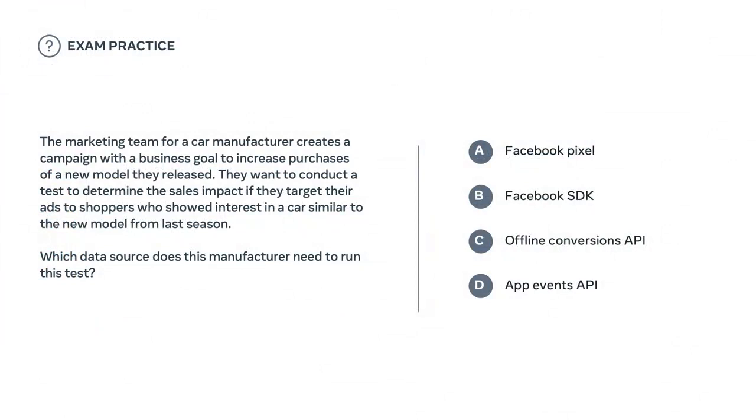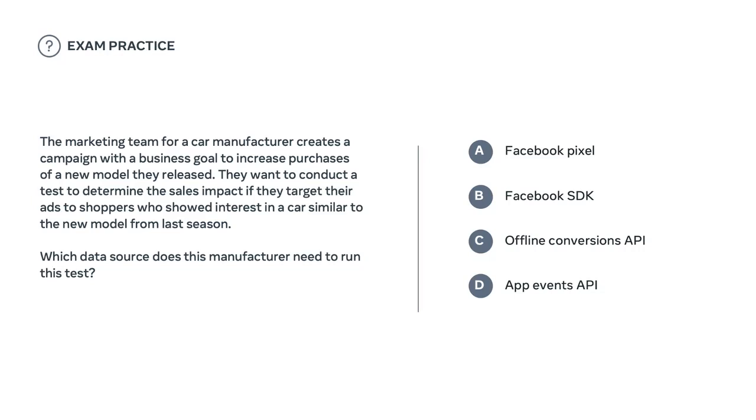Now let's try to put this into practice and let's take a look at another knowledge check. The marketing team for a car manufacturer creates a campaign with a business goal to increase purchases of a new model that they've just released. They want to conduct a test to determine the sales impact if they target their ads to shoppers who showed interest in a car that's similar to the new model from last season. Which data source does this manufacturer need to run this test?